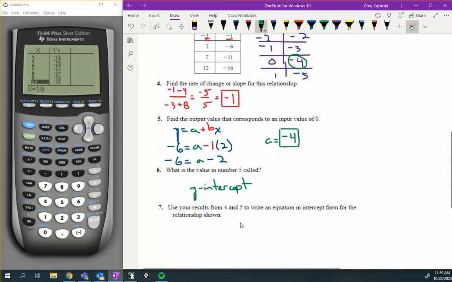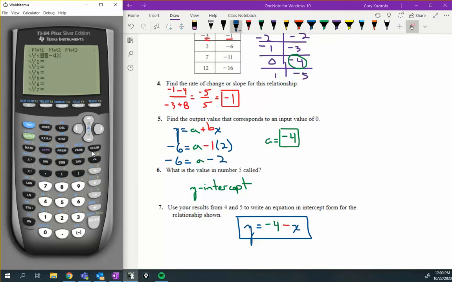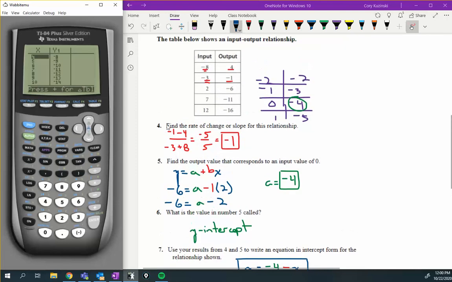And use our results to write an equation again. No problem, same thing as before. Y equals negative 4, and instead of minus 1x, we just put minus x, because subtracting 1x is just subtracting x. That's the easiest way to write that equation: y equals negative 4 minus x. Again, we can look at a table for negative 4 minus x.